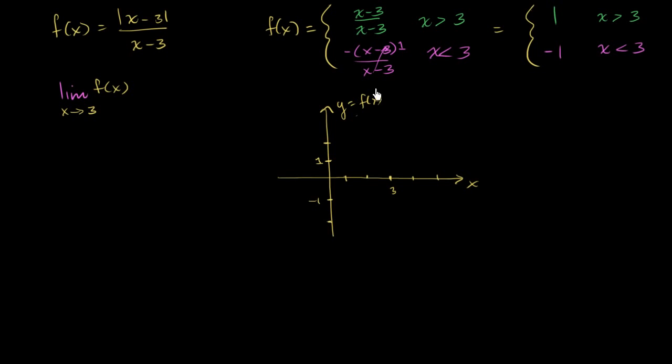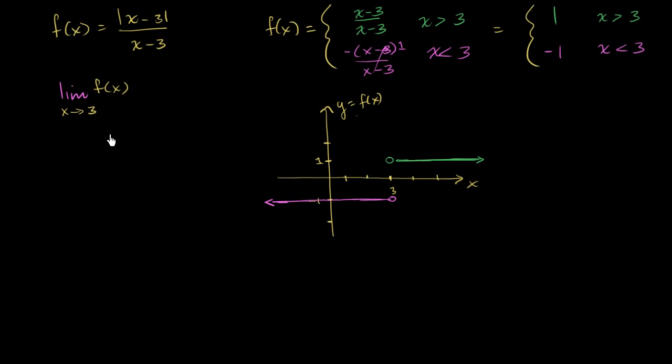So what we're saying is our function is undefined at 3. But if our x's are greater than 3, our function is equal to 1. So it looks like that, and it's undefined at 3. And if x is less than 3, our function is equal to negative 1. So it looks like this. Once again, it's undefined at 3. So it looks like that. Now let's try to answer our question.